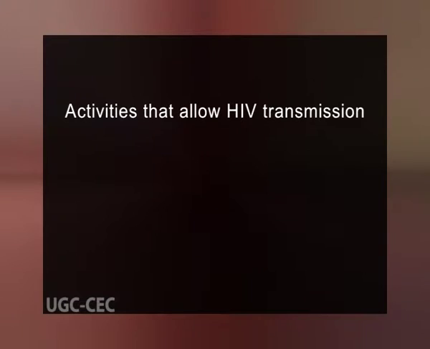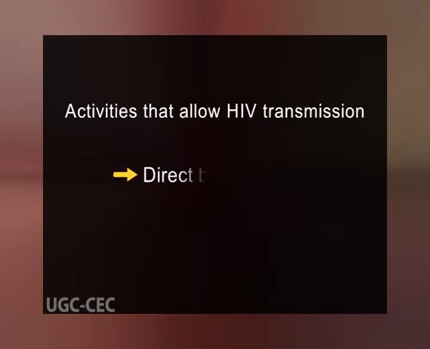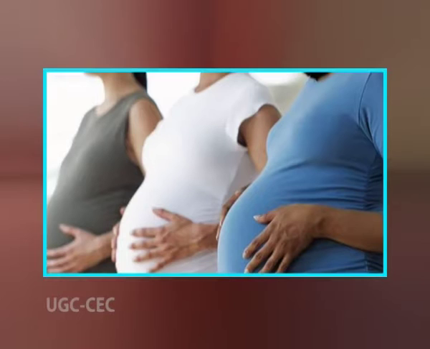Blood contains the highest concentration of virus, followed by semen, followed by vaginal fluids, followed by breast milk. Activities that allow HIV transmission. First one is unprotected sexual contact, direct blood contact including injection drug needles, blood transfusion accidents in healthcare settings or certain blood products. Mother to baby, before or during birth or through breast milk.